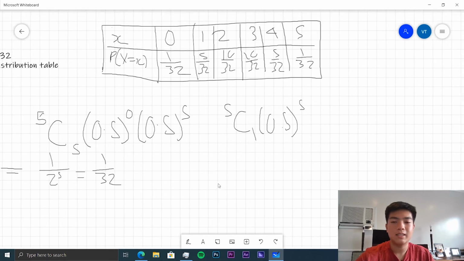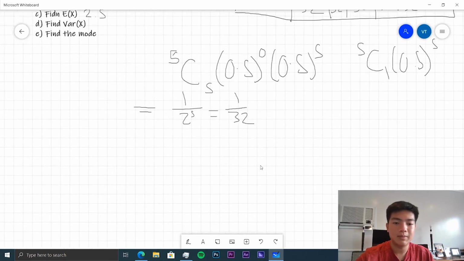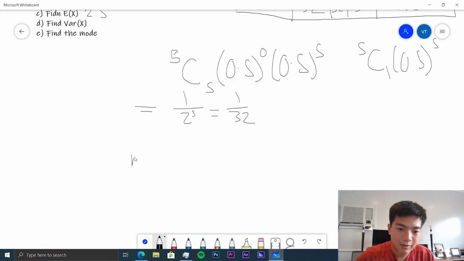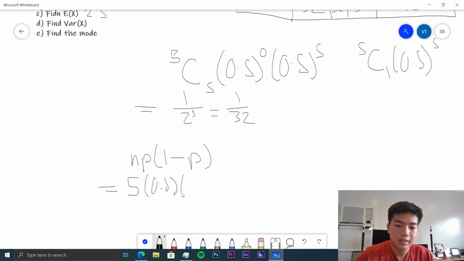Find the variance. And so the variance is equal to, well, we need the sum of the squares, but we can use the cheat that the variance is equal to np times 1 minus p, equal to 5 times 0.5 times 0.5. So the variance is equal to 5 times 0.25, which is equal to 1.25.